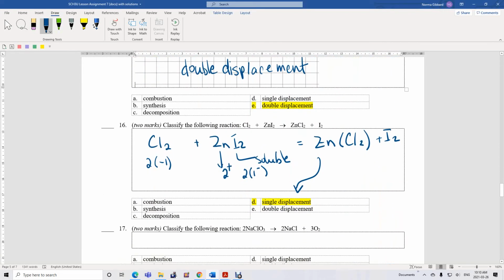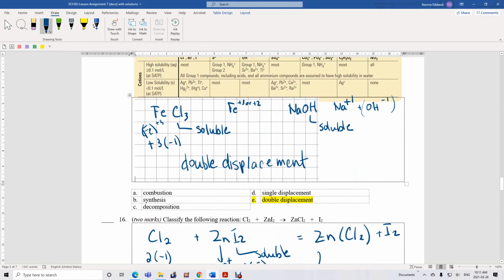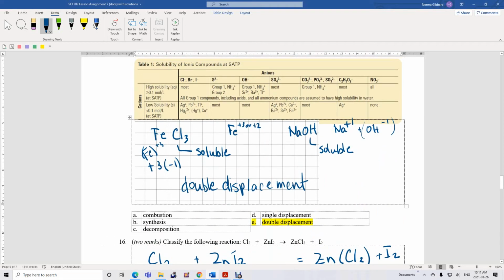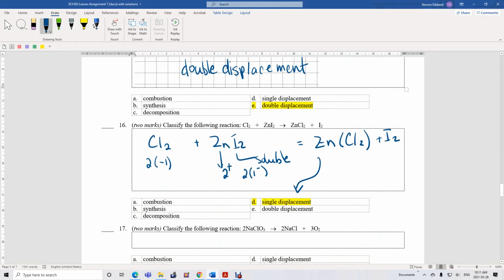Okay, number 16. Cl2 plus ZnI2. Well, ZnI2, we see that the I2 here is soluble. Zn is 2 plus, I2 is 2 times 1 minus. So the Zn will join with the chlorine, and the I2 then will be left. So this is a single displacement.